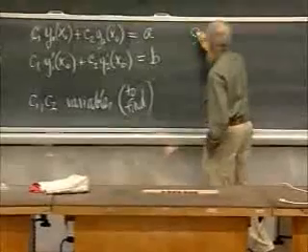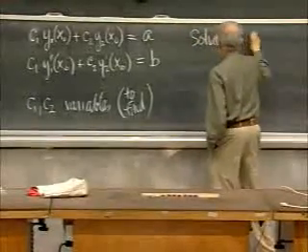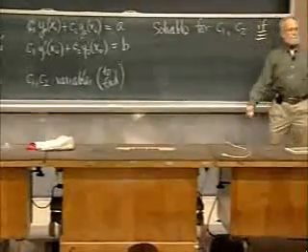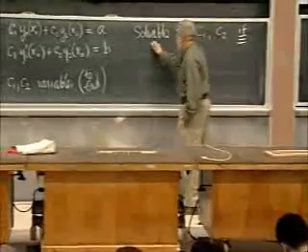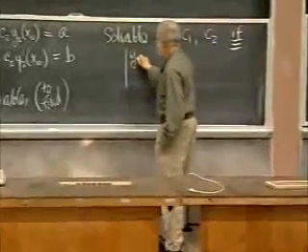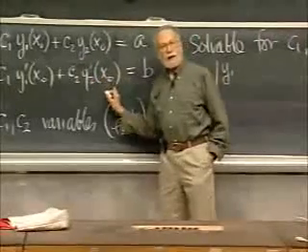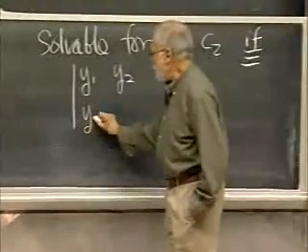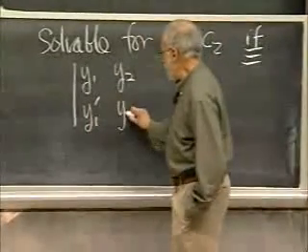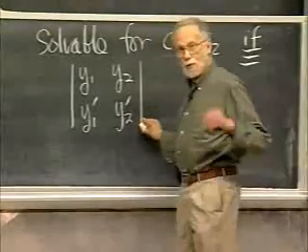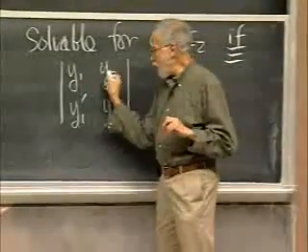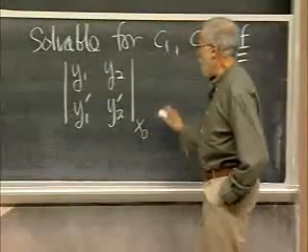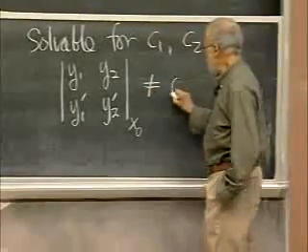So they're solvable for the C1 and C2 if this thing, since all of these are evaluated at x0, I'm going to write it in this way: the determinant whose entries are y1, y2, y1 prime, and y2 prime, evaluated at x0. That means I evaluate each of the functions in the determinant at x0. I'll write it this way. That should be not 0.